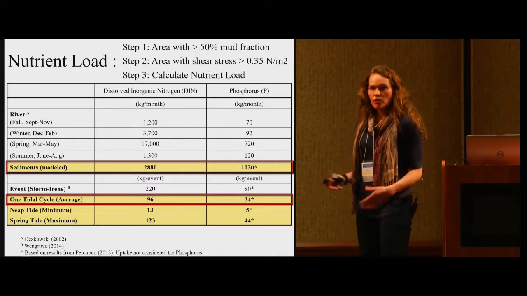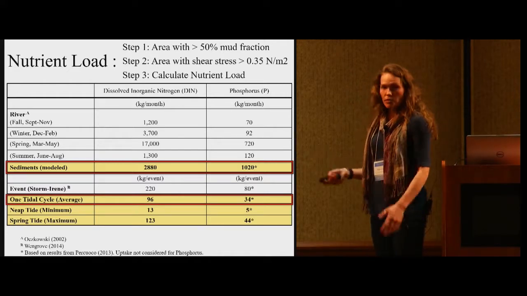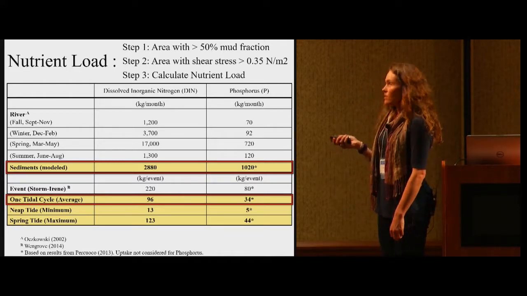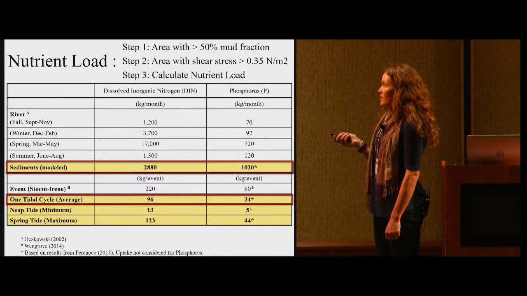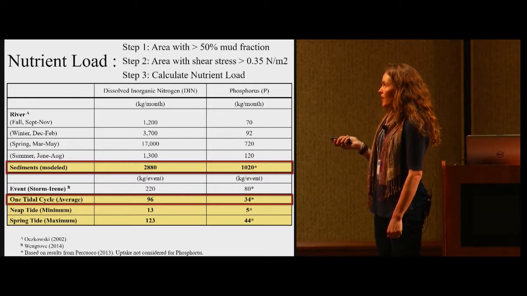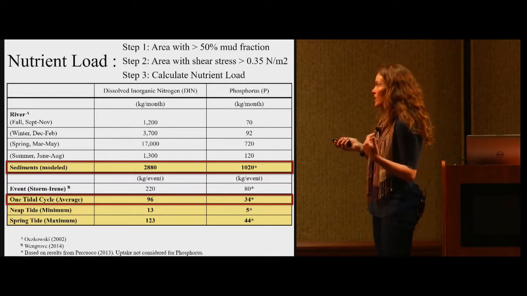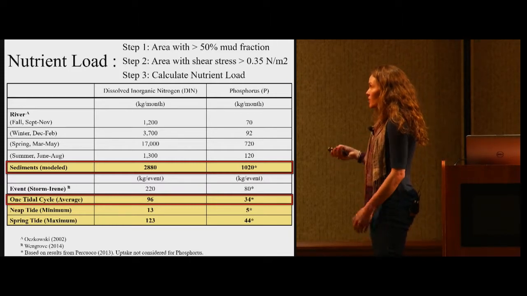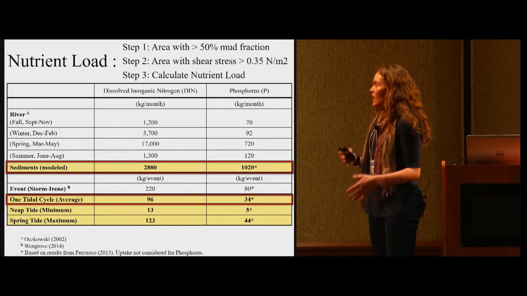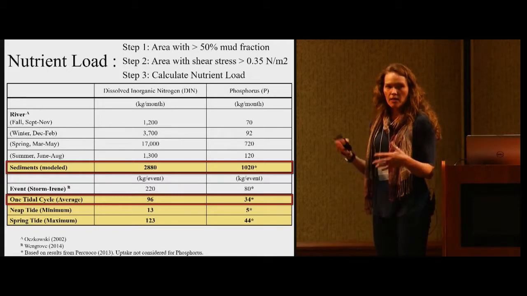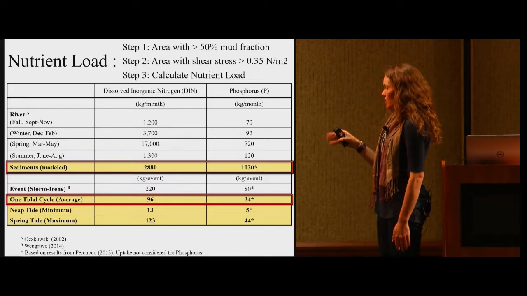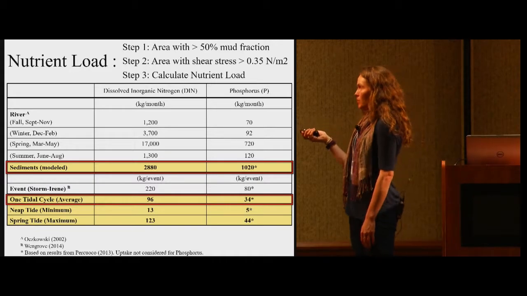How does that compare to, let's say, river load or loads from an event? So rivers are pretty seasonal, and I found that on one tidal cycle on average you have about 96 kilograms of dissolved inorganic nitrogen and 34 kilograms of phosphorus. There's an asterisk here because that study didn't include uptake, so there's some chemistry there that I don't quite understand, but that's a preliminary value.